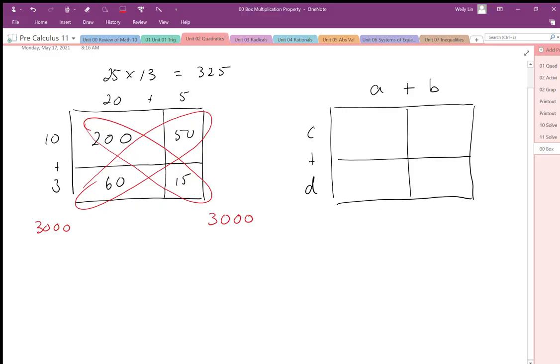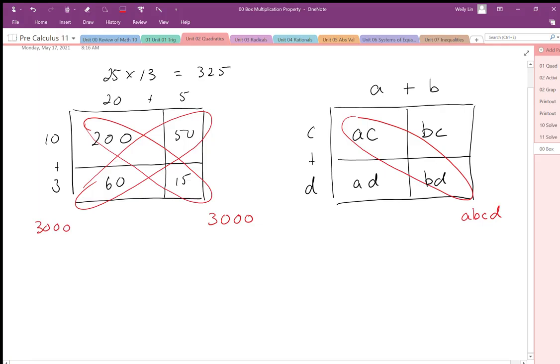And this is actually quite easy to prove. If I just generalize it as A plus B times C plus D, here I get AC, BC, AD, and BD. And when I do the diagonal products, I end up with A times B times C times D.